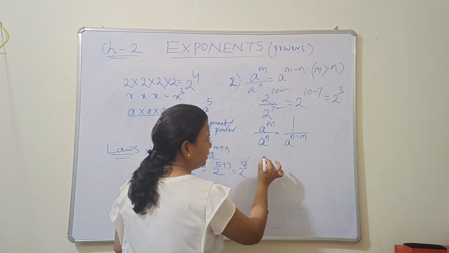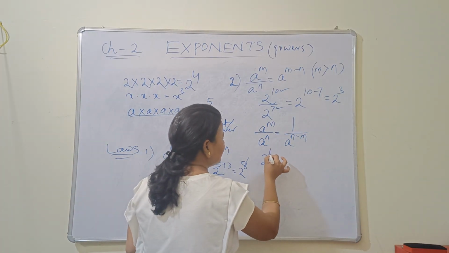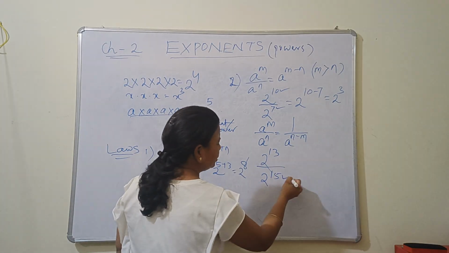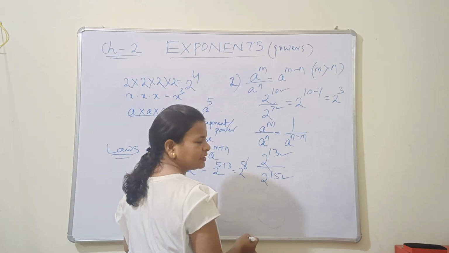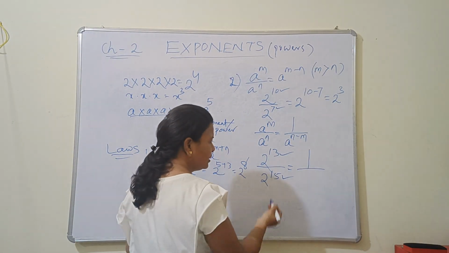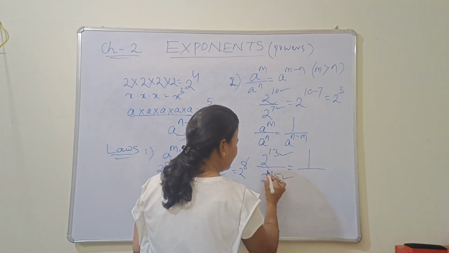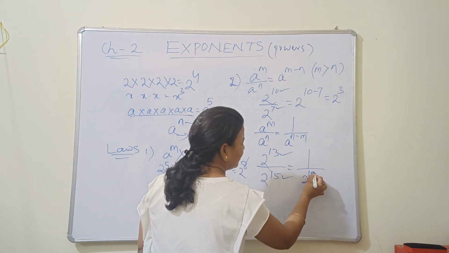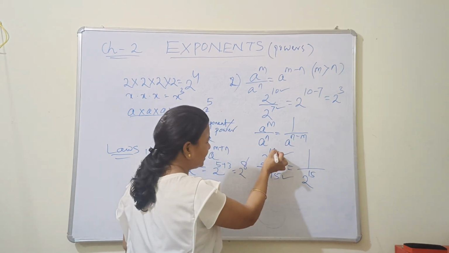So take one example. Suppose 2 to the power 13 divided by 2 to the power 15. Here you see 15 is greater than 13. So answer would be written like this: 1 by 2 to the power 15 minus 13. Here we have 2 to the power 15. This power is greater than this power.